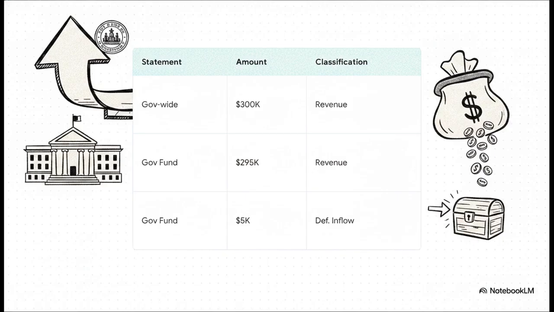The uncollected remainder, that $5,000, is trapped on the balance sheet as a deferred inflow. Remember, this $5,000 is a deferred inflow specifically because it failed the availability test, not the eligibility test. It is legally owed to the city, it just wasn't collected in time.